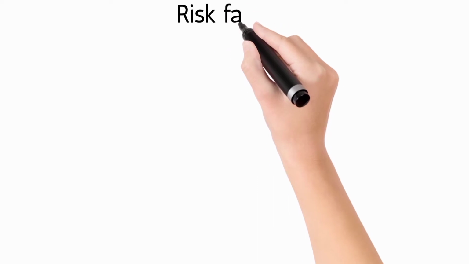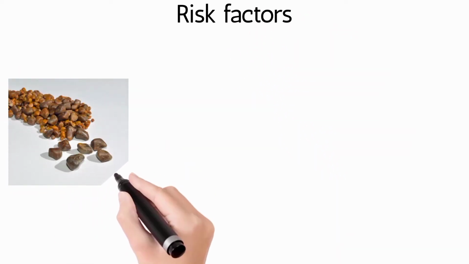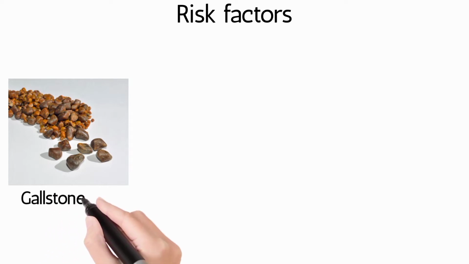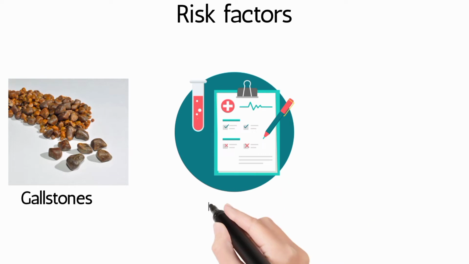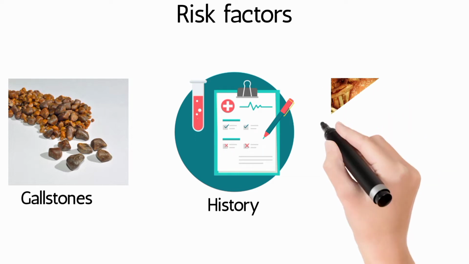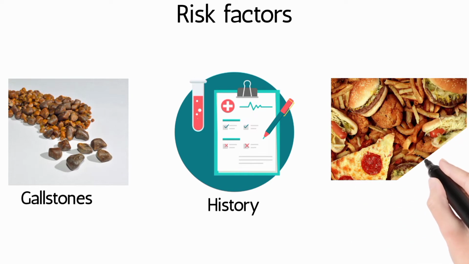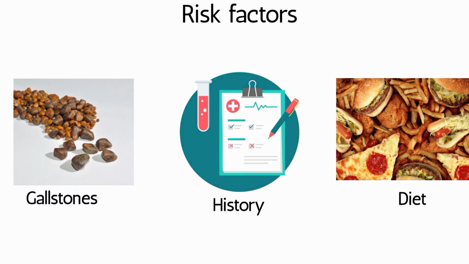Factors that increase your chances of developing cholecystitis are: 1. Gallstones. These are hard particles that develop in your gallbladder. 2. History. If you have a history of gallstones or a past medical history of cholecystitis, this might make you prone to developing this condition. And 3. Diet. Diets high in fat and low in fiber may increase the risk of gallstones.